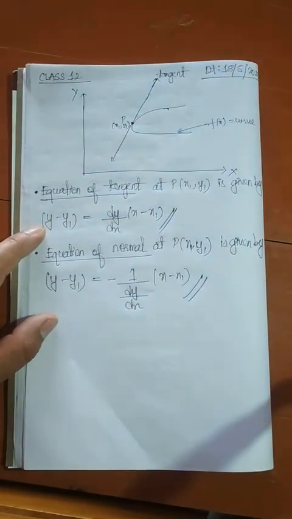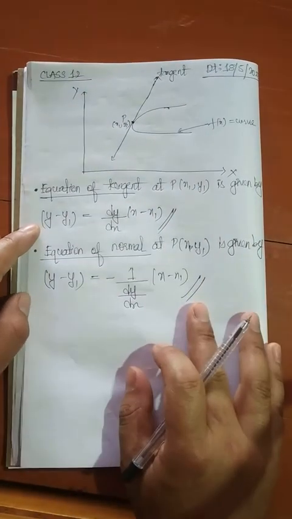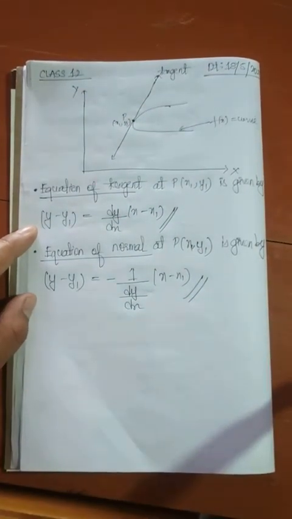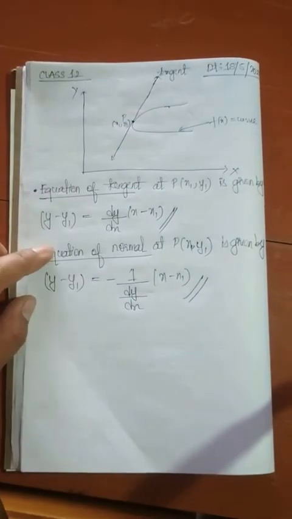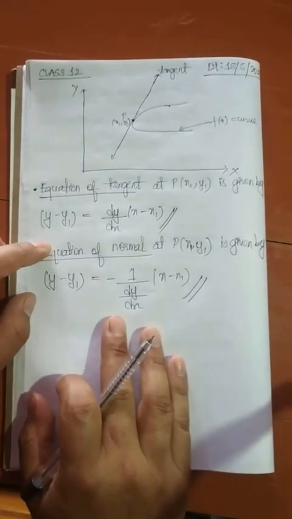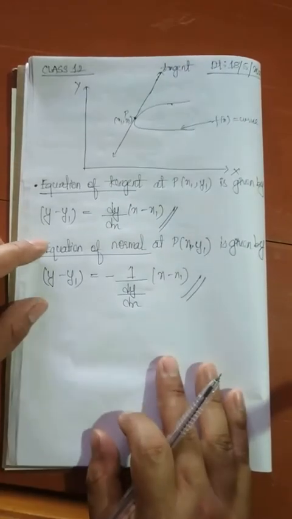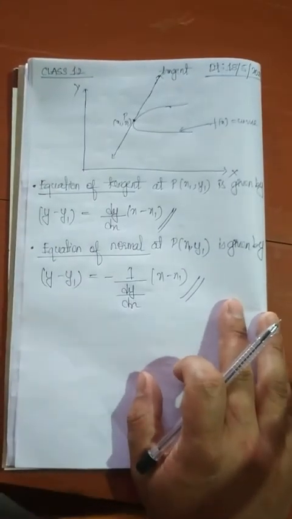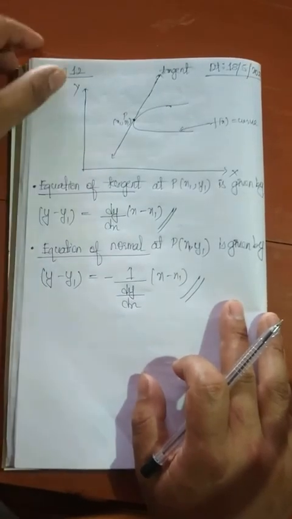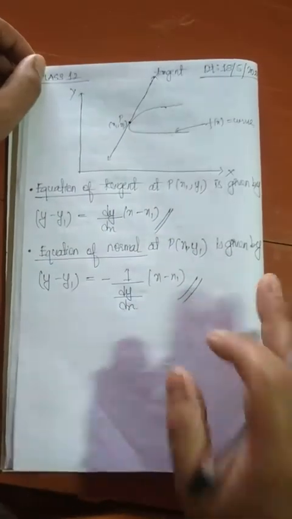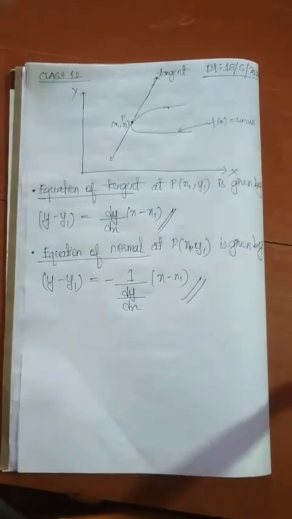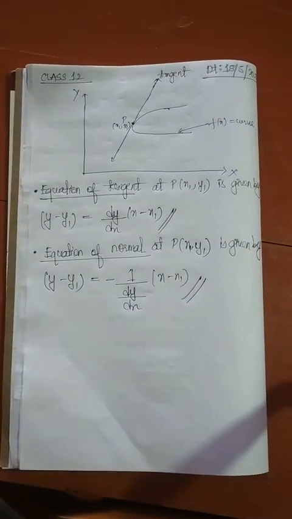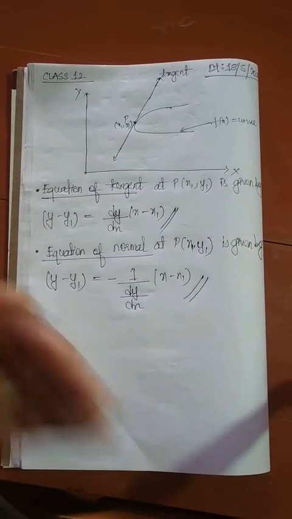Slope of tangent and slope of normal. We also learned how to find the points on the curve when the slope is given to us. Now from question number 14 onwards, what type of questions will we be getting? The questions from number 14 onwards will be: find the equation of a tangent and find the equation of a normal.